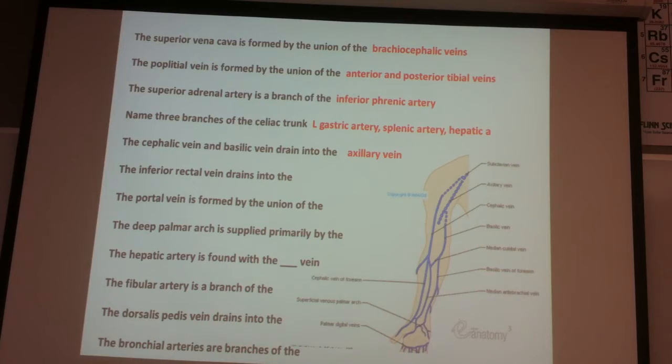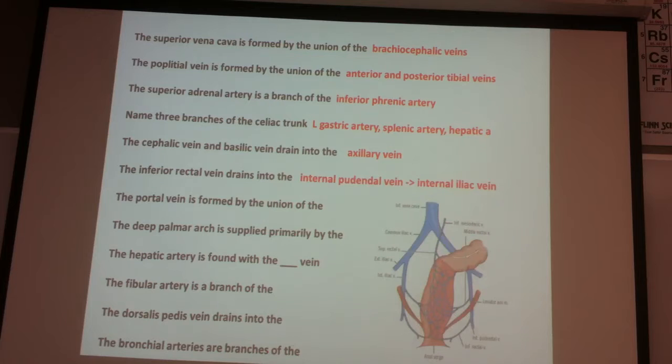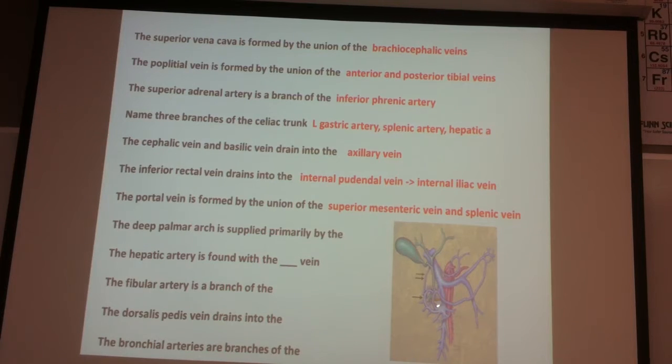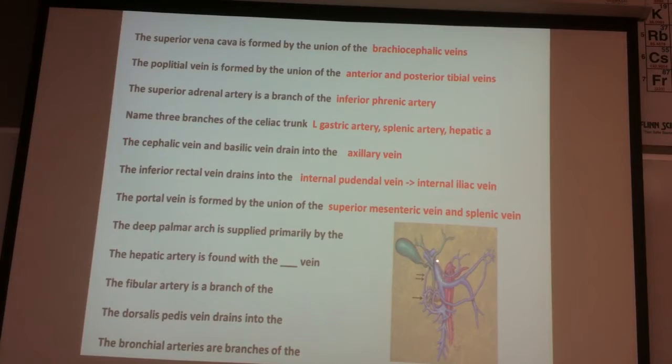Inferior rectal vein drains into internal pudendal, which then drains into internal iliac. You know it now. The portal vein is formed by the union of superior mesenteric, and coming over from the left side, splenic. So here's the portal vein, and superior mesenteric and splenic come in to form it. Here's inferior mesenteric draining into splenic.